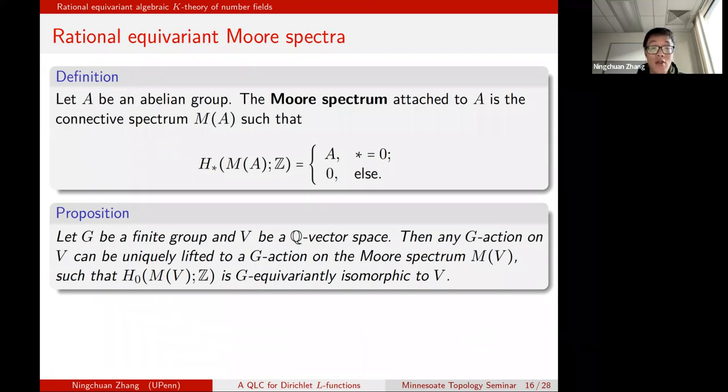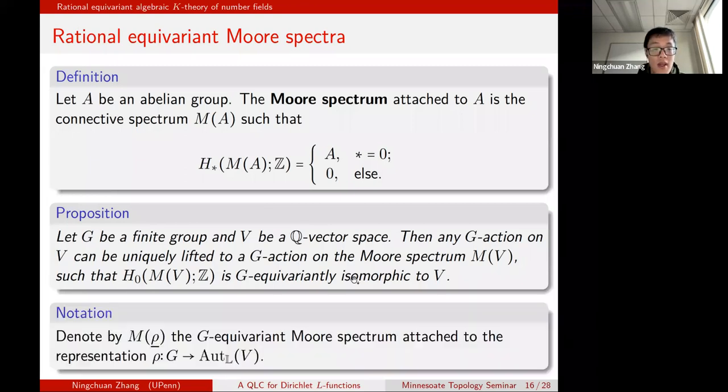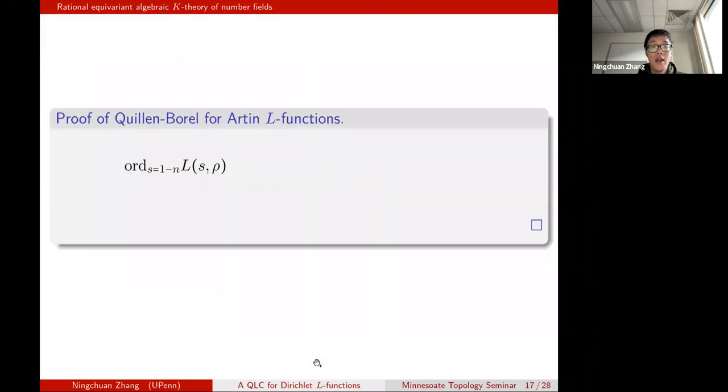So rationally, this construction is functorial, and that's why we can always lift a G action on a rational vector space to a G action on the rational Moore spectrum. That's always possible. And then we just denote M rho underline to be the G-Moore spectrum attached to this representation. And then the proof of the Quillen-Borel theorem for RTL functions is just a few steps. So this is the result by Gross.